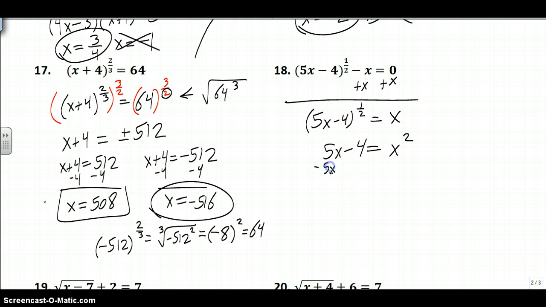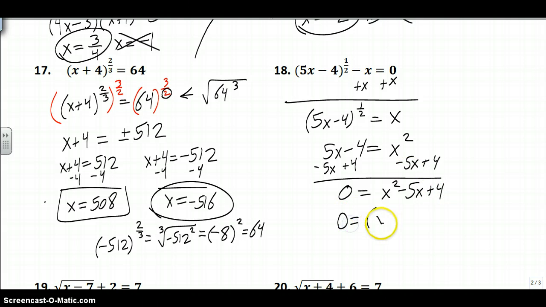And once again, get everything on one side. You get 0 equals x squared minus 5x plus 4. What multiplies to 4 and adds to negative 5? That would be negative 1 and negative 4. You get two answers, 1 and 4. Okay.